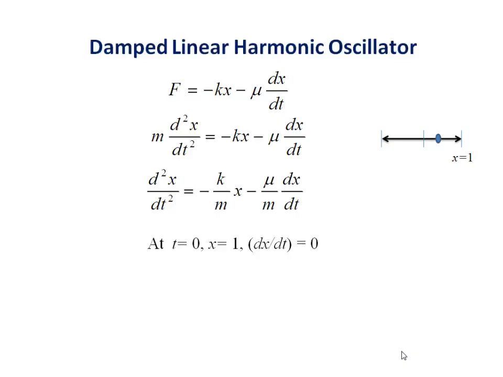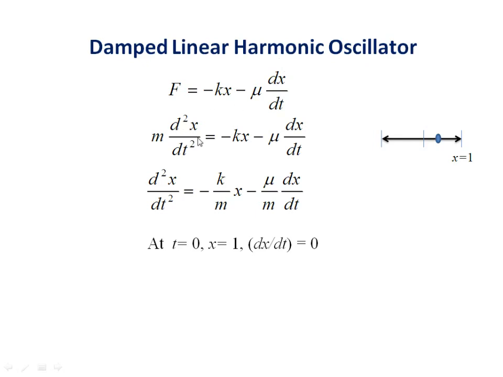Now take a damped harmonic oscillator. Here the only change is that there is an additional term, minus mu times dx by dt. It is a damping term. So here mu is the damping coefficient, and the damping is proportional to the velocity. Therefore, here is dx by dt.